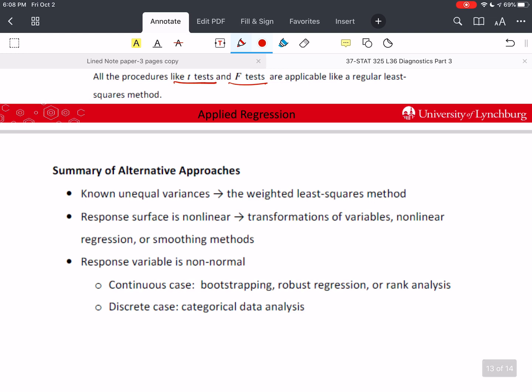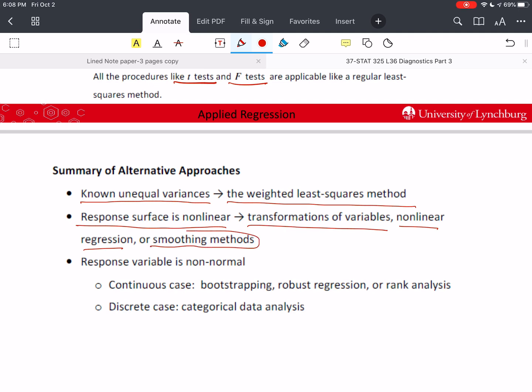So here's a summary of our alternative approaches. If we have known unequal variances, then we should use the weighted least squares method if possible. If our surface is nonlinear, then we can transform the variables, or we can use nonlinear regression, or something called smoothing methods that we have not talked about in this class. And if the response variable is non-normal, for a continuous case, we can use something called bootstrapping, or robust regression, or rank analysis. Again, we're not going to have time to talk about these in this class, but I want you to know that they are available and that you could look them up and learn how to apply them. And then for the discrete case, we have categorical data analysis. There are whole courses on categorical data analysis, and we could use some of those alternate analyses if we don't have a normal variable, or if we don't have normality for each value of x.